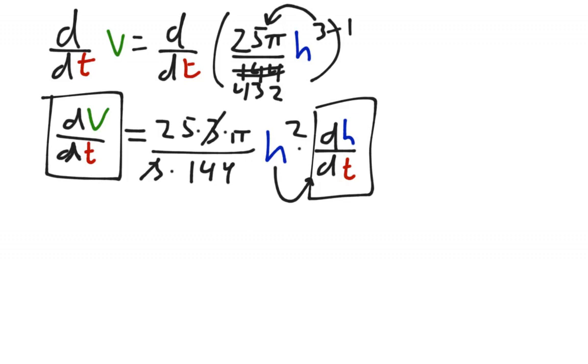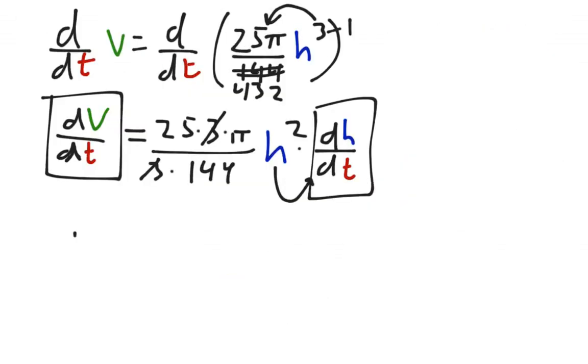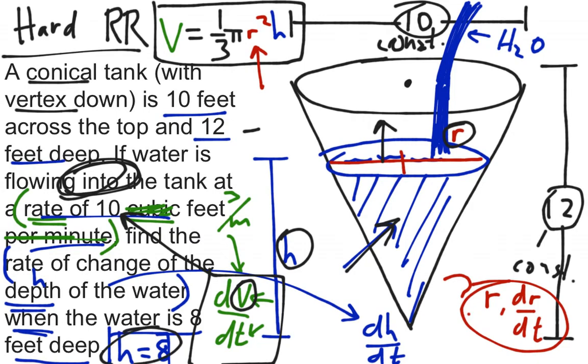Now the next step is to substitute in the values. Let's go back and remember what dV dt was. In the problem statement, we said that dV dt was equal to 10 because it's increasing. Notice that the water is flowing into the tank. That means the water level is rising, so dV dt is positive. If water was flowing out of the tank, then dV dt would be negative, but that would be a different problem. So 10 equals 25 pi over 144 h squared. Let's see what h was. Oh, there it is. h is 8 feet deep.